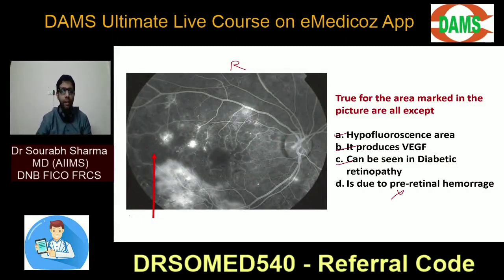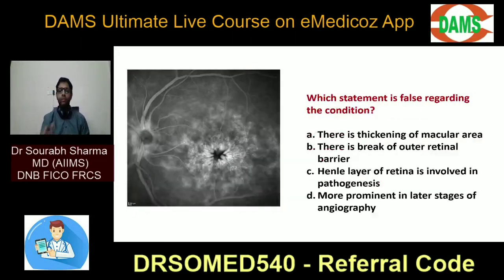Hypo is the dark area. Dark is hypo. This white area is hyper. That is due to VEGF and new vessels. Yes, Indrani. Excellent. Can someone answer this question now?